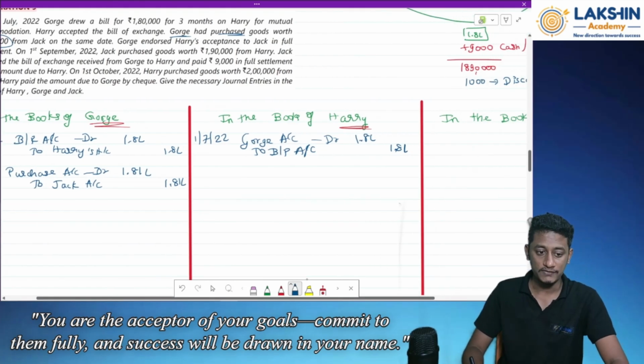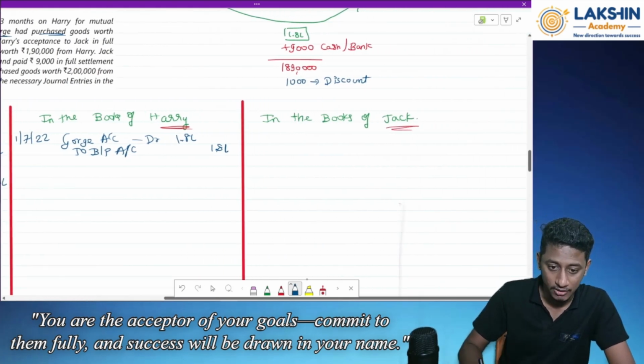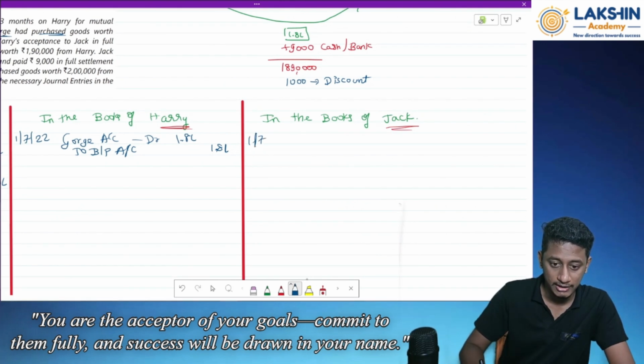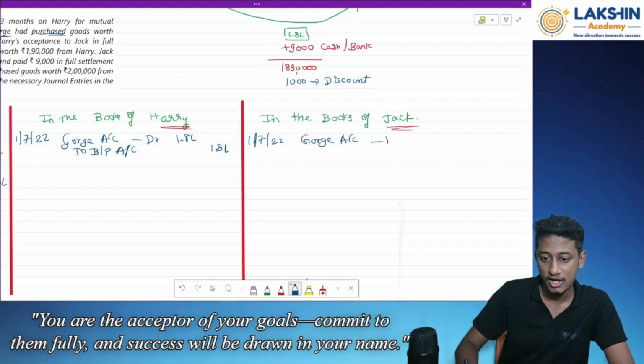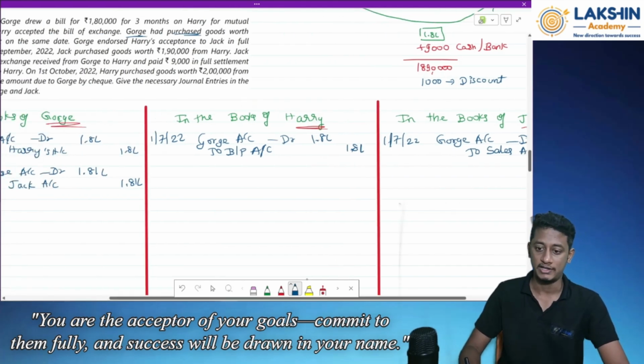So in the books of Jack, there will be a sale entry on 1st of July 22. What is the entry? Sale entry, right? George is the debtor, so I am debiting his account to sales account, which is an income account. So I am crediting the account for rupees 1.81 lakhs. This is done till here.